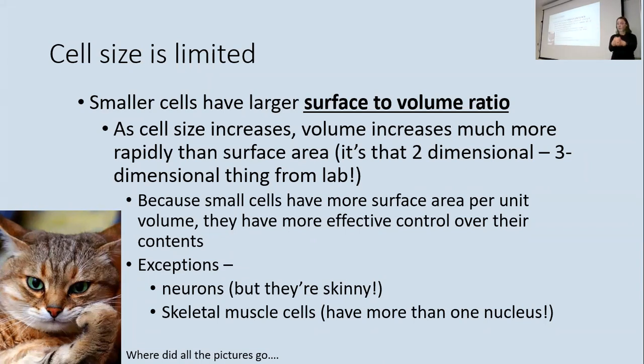There are some exceptions. There are some bigger cells, but they kind of, not cheat, but they make up for being larger. Neurons can be very long, but they're very, very skinny. So even though the cell is long in this direction, nothing coming in has to go very far, because the cross section of the cell is very thin. Or things like skeletal muscles, which are also very large, actually have more than one nucleus to mitigate the fact that they have a longer distance to move things around. So cell size is limited.